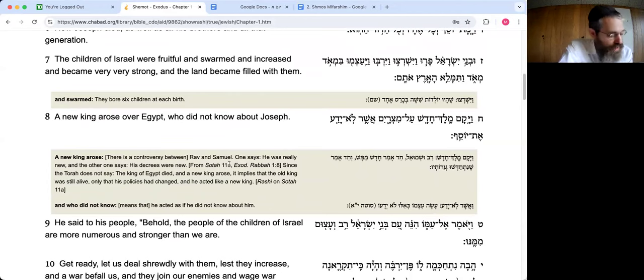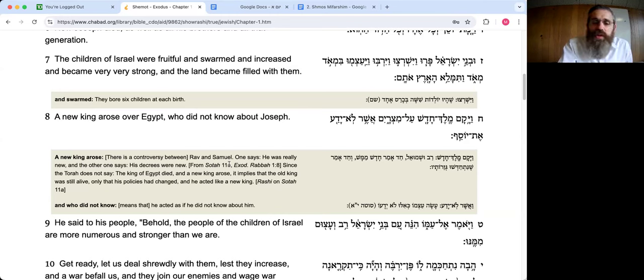Literally, who did not know Joseph. Let's see how they translate it here. A new king arose in Egypt who did not know of Joseph. They both translate the same way. Okay, which is a very strange thing to say, right? How could you say a new king arose who didn't know Joseph? Joseph would have been a national hero in Egypt, right? So what does it mean that a new king could arise who didn't hear about the previous generation, about Joseph, the guy who saved the kingdom from famine? It's a strange concept, so we have to talk about that.